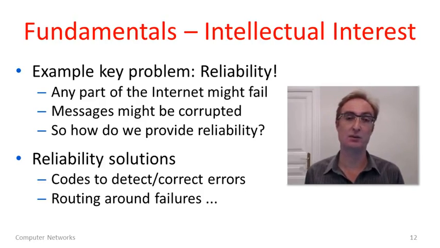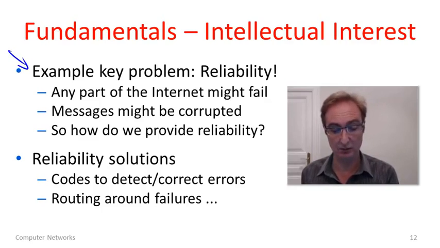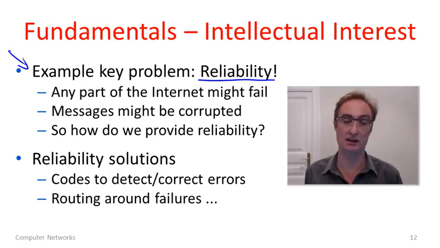This slide just talks a bit about some of the intellectual interest you can get from the fundamentals. You know, just as an example of a key problem in networking, a key problem is reliability. If you're sending a message across the network to your bank, it's not acceptable for that message to be altered so that the wrong message arrives and you think that was what was sent. That wouldn't be good. Similarly, it's not acceptable if there's some failure in the internet somewhere for that to prevent you from getting to your bank. Well, you know, all of these things can happen. Messages can get corrupted as they go across the network, so we're going to have to do something about that.